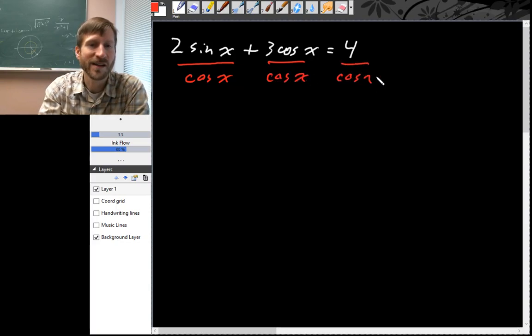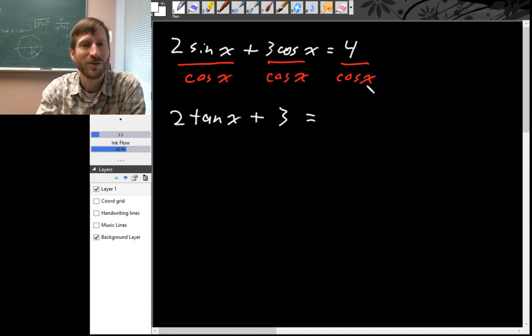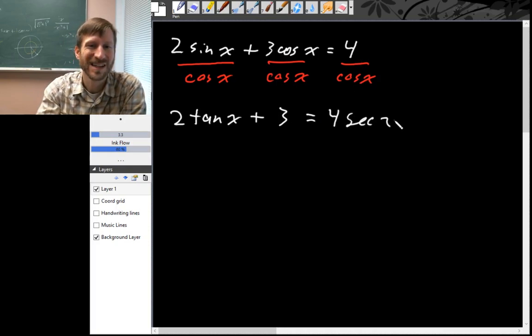Because when you do that, like other examples we've looked at, you end up with a tangent here, so 2 tangent x, and the cosine cancels in this second term, so we just get 3 equals, well, 4 over cosine x, that's 4 secant x. So we still have 2 trig functions around, so this is really unfortunate. It's not clear that we're going to be able to make progress here.